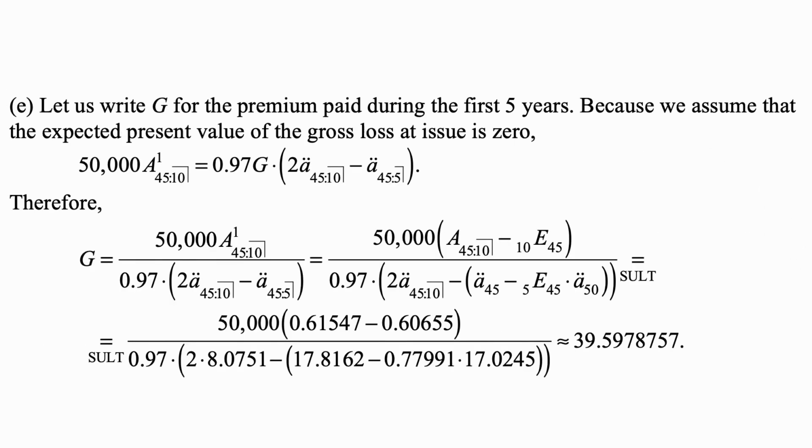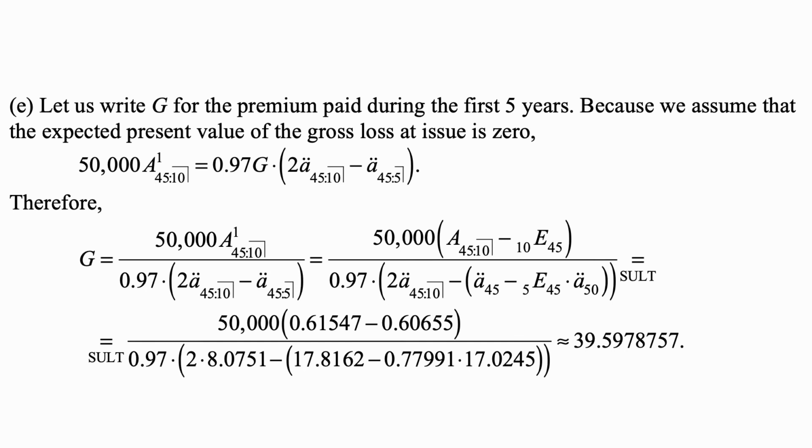Here's part E. So let us write G for the premium paid during the first 5 years, because we assume that the expected present value of the gross loss at issue is 0, as a form of equivalence principle. We have 50,000 A45 colon angle 10 with 1 above the 45 equal to 0.97 G times 2A double dot 45 colon angle 10 minus A double dot 45 colon angle 5.